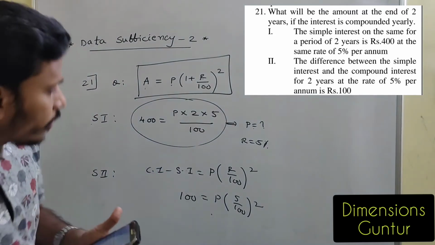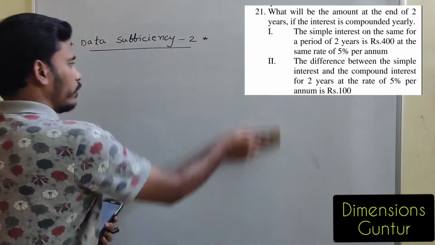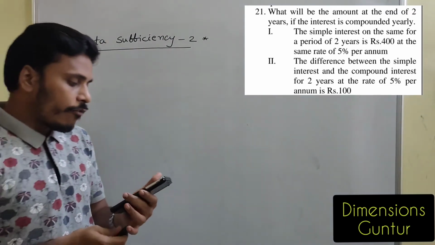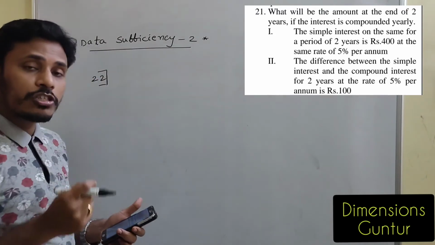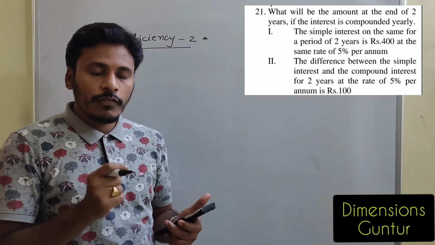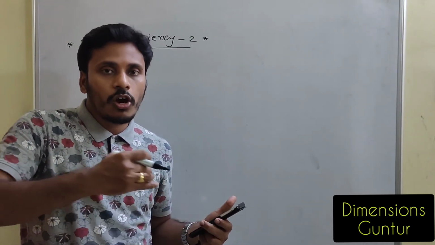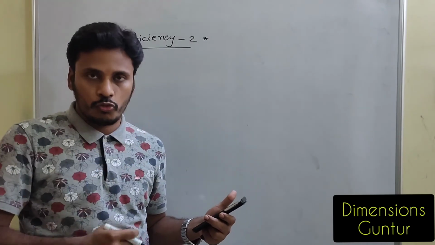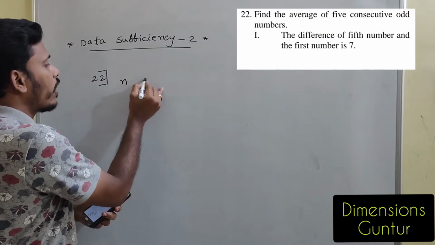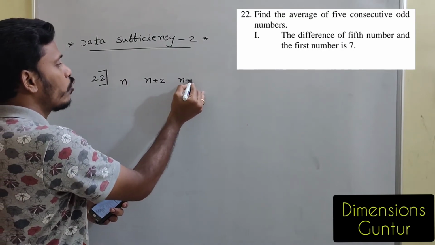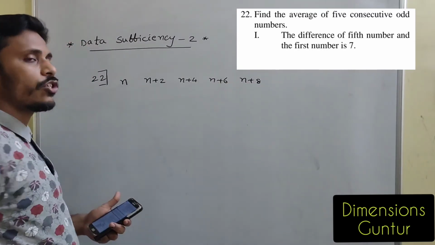Okay, then 22nd problem. Just look at the problem. 22nd, find the average of 5 consecutive odd numbers. The question is about consecutive odd numbers. First of all, you just let 5 consecutive odd numbers. See, if you have an odd number, then the next odd number is nothing but the first odd number plus 2. Is it clear? The difference between consecutive odd numbers is 2. So you just let the odd numbers be n, n plus 2, n plus 4, n plus 6 and n plus 8. These are the 5 consecutive odd numbers.